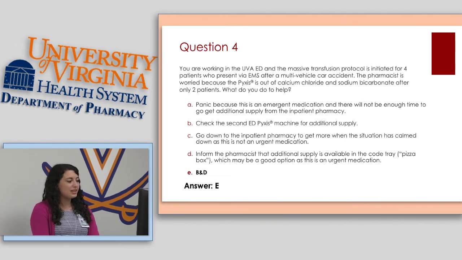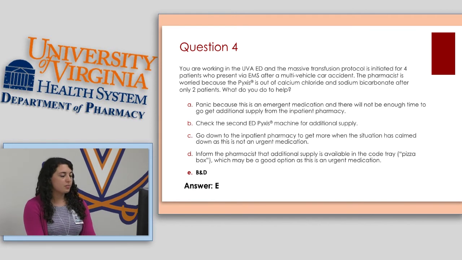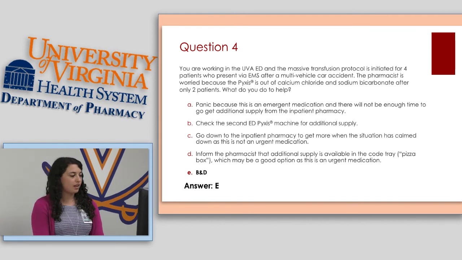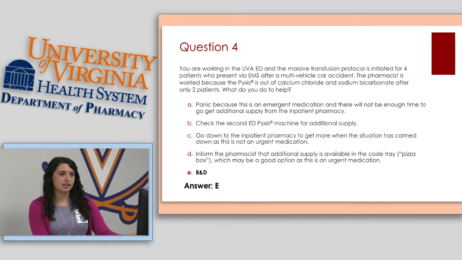Yes, that's correct. So B and D. So we can first check the Pyxis because there are 2 Pyxis machines on either side of the trauma bays, and then those code tray boxes, which are also in both trauma bays, will contain the medications.